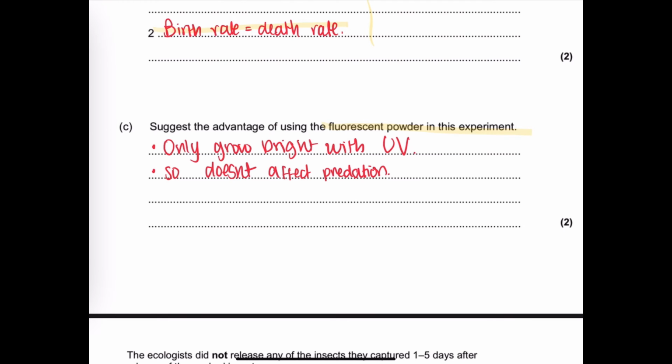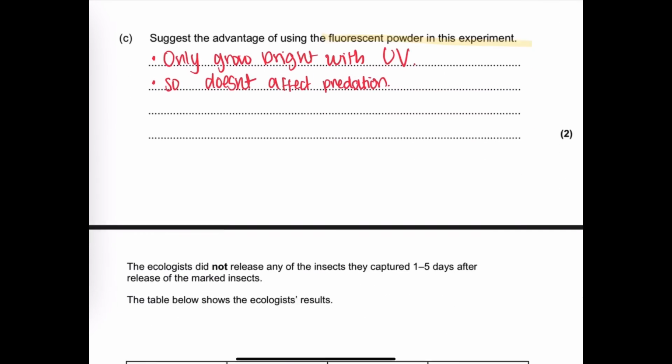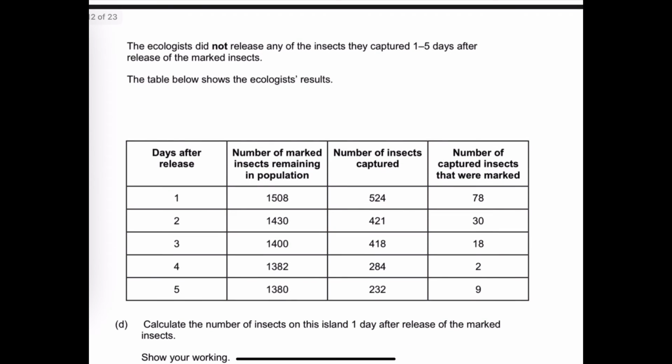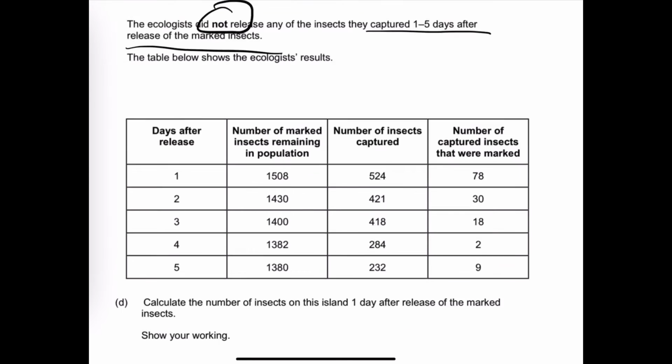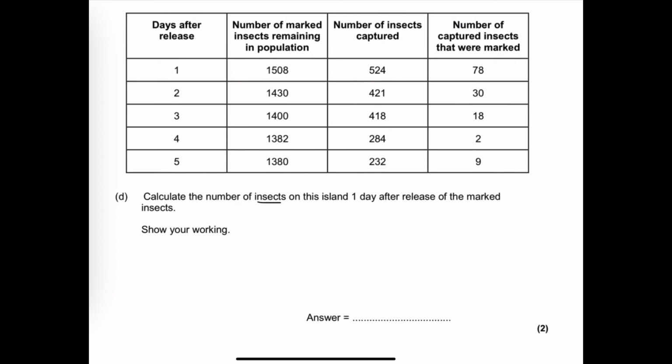So because this doesn't affect their survival rate, it means that we are sure that we didn't harm them in terms of ethics, and also that the population estimate is more accurate. So the ecologists did not release the insects after they captured 1 to 5 in the release of marked. So calculate the number of insects in 1 day after released marked insect.